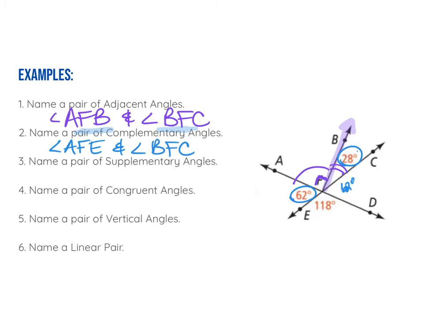We could also have this pair. So we could also have this one, the 28 degrees, with this 62. And that would be fine also.